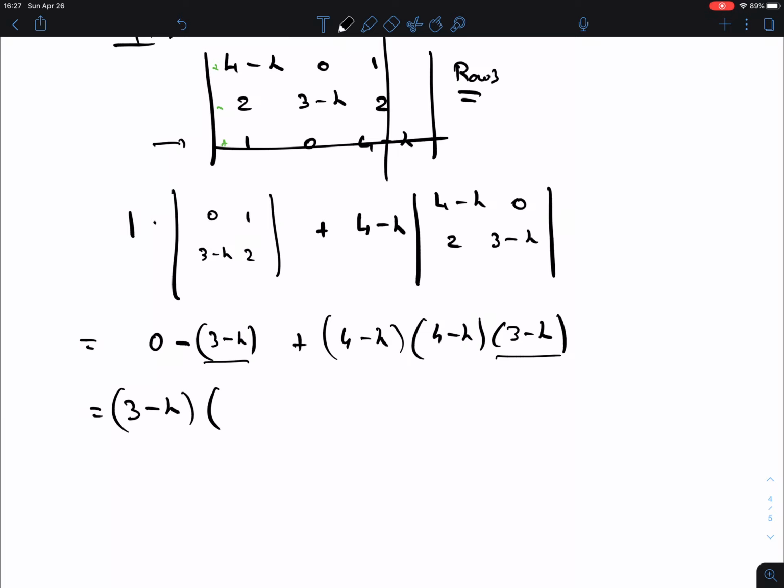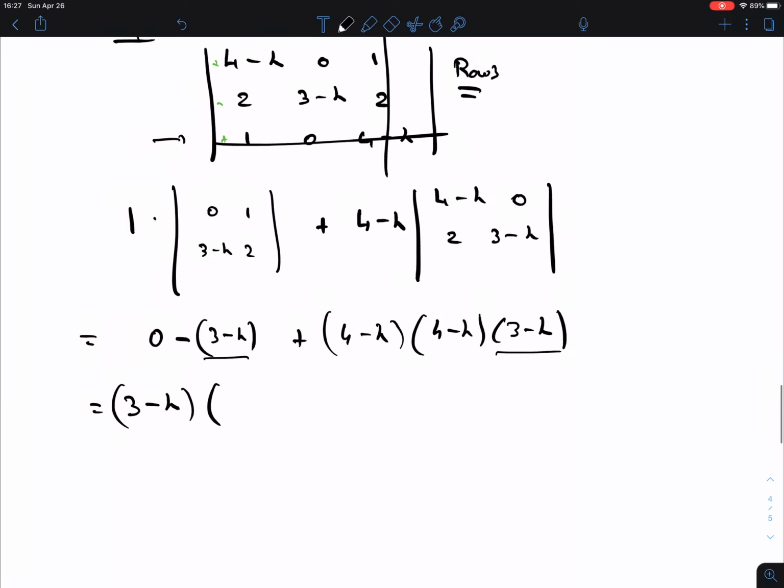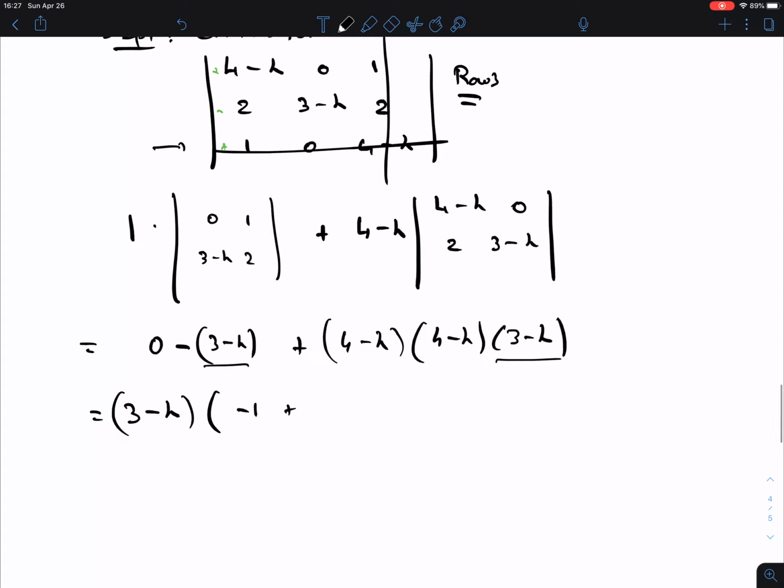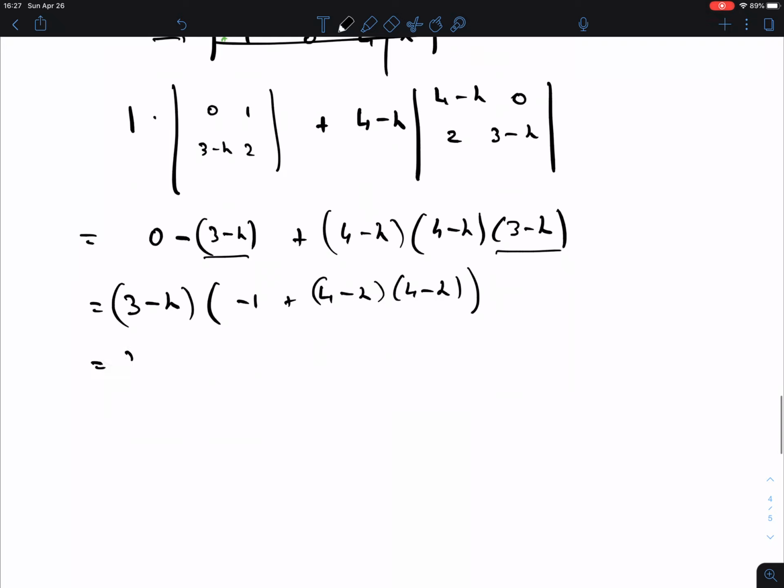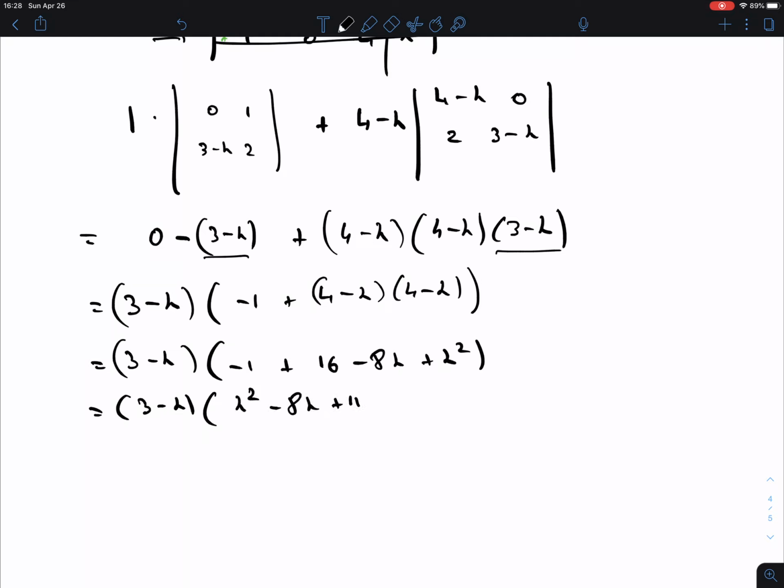I get here a minus 1 plus 4 minus lambda times 4 minus lambda. Okay, so that is 3 minus lambda, and then I get minus 1. Of course, I said I have to expand this. That is 16 minus 8 lambda plus lambda squared. It's actually a double product formula. And so we get 3 minus lambda, lambda squared minus 8 lambda plus 15.